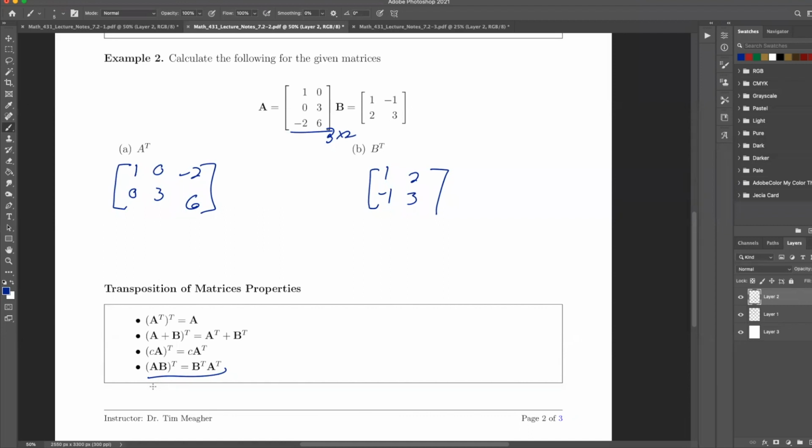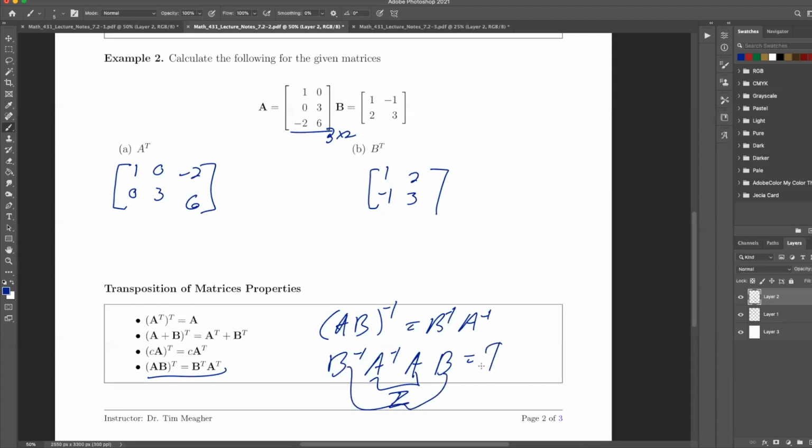You've probably seen something vaguely like this for the inverse theorem. If I want to find the inverse of AB, I have to take B inverse and multiply it by A inverse. And that's what the inverse of this is, because if I have B inverse A inverse times A B, this will become the identity, and then this will become the identity.